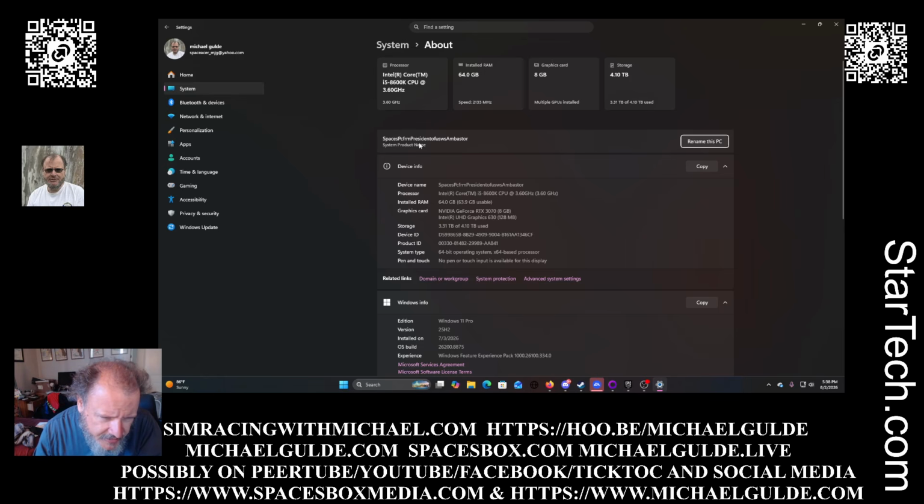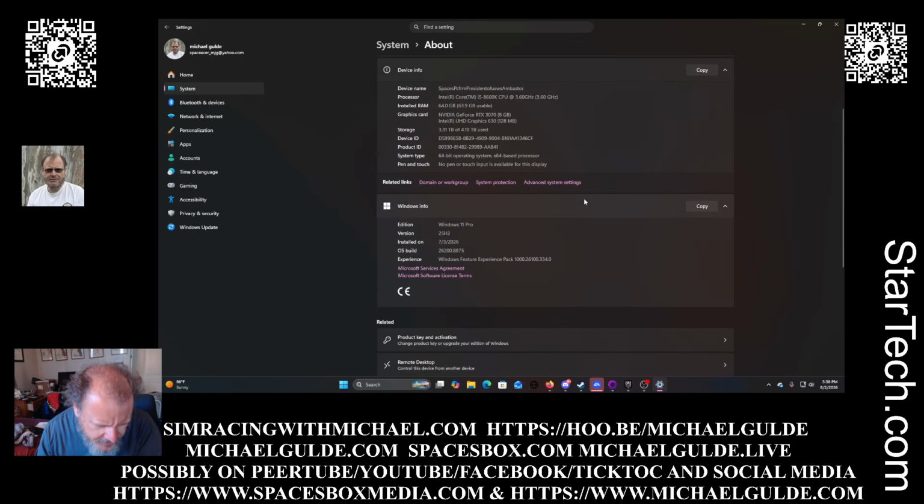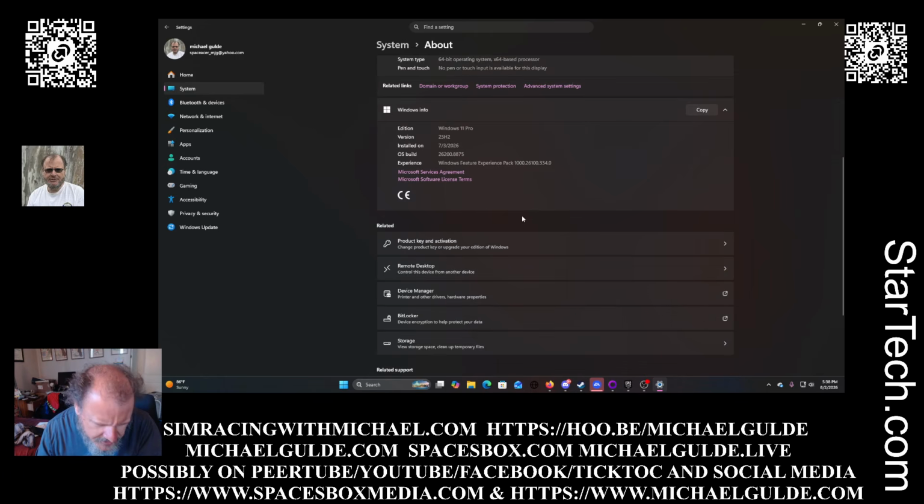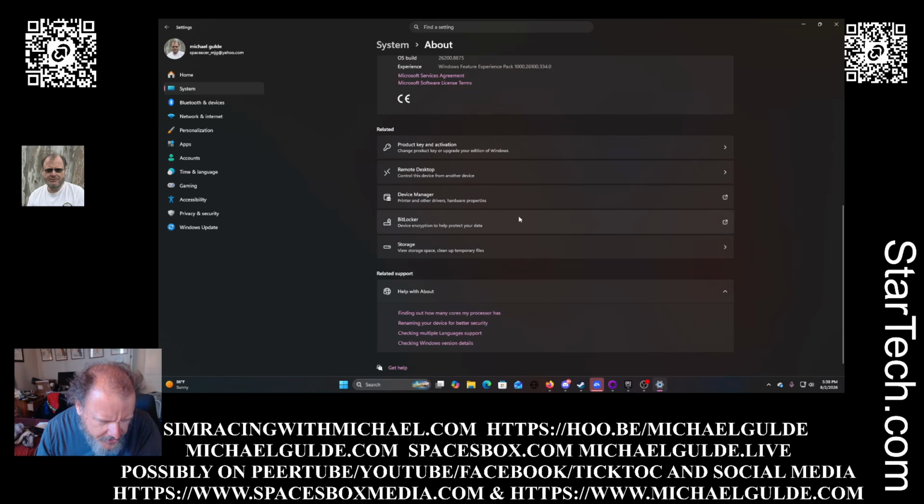It says Spaces, President of the U.S. WS Ambassador, product name. It says this is a Core i5-8600, 64 gigs of RAM, NVIDIA, 788 gig, Intel, 31 storage. And then it says device ID, product ID, 64 processor, no pin available. Windows 11 Pro, 25H2. Windows Experience.